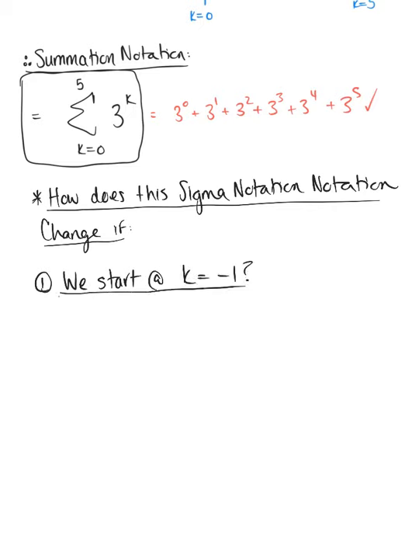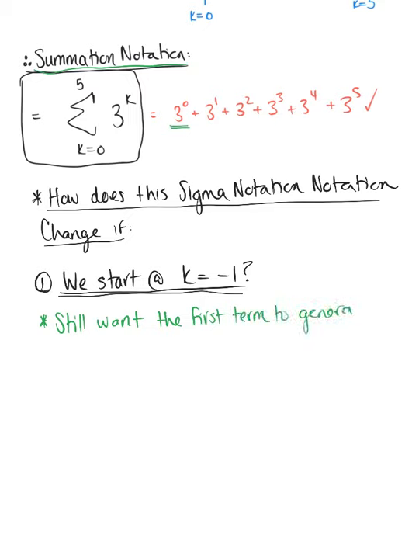So how will the sigma notation change if we start at k as negative 1? Let's keep in mind here that, looking back at our sigma notation that we just found, we still want our new sum, our new sigma, to generate a first term of 3 to the 0. So we still want the first term in this sum to generate 3 to the 0.